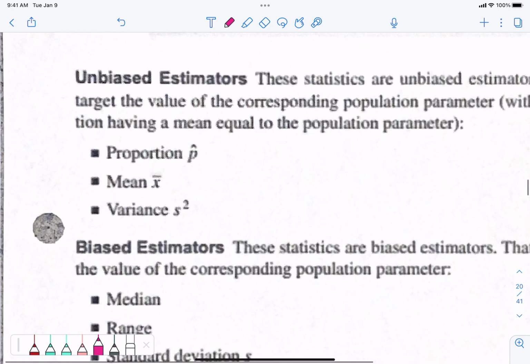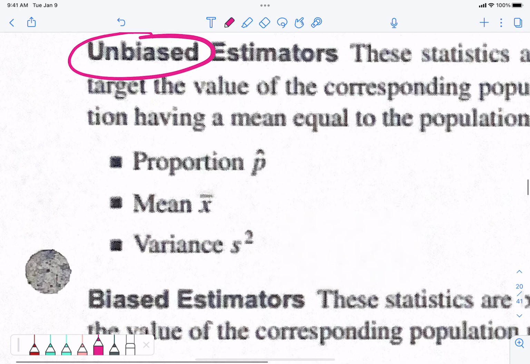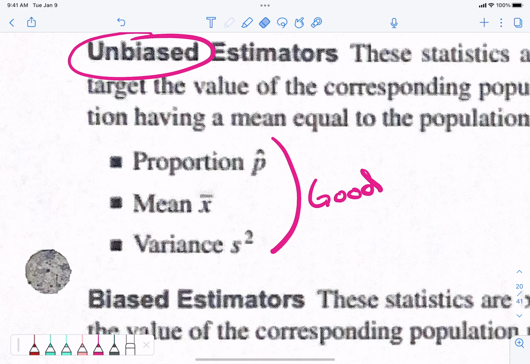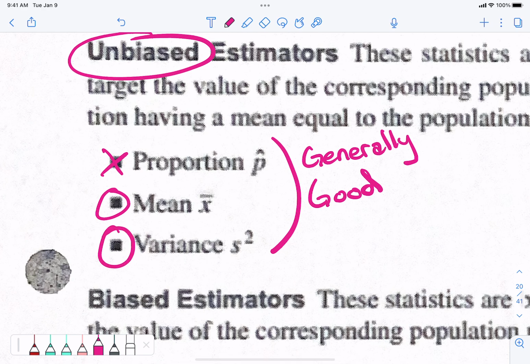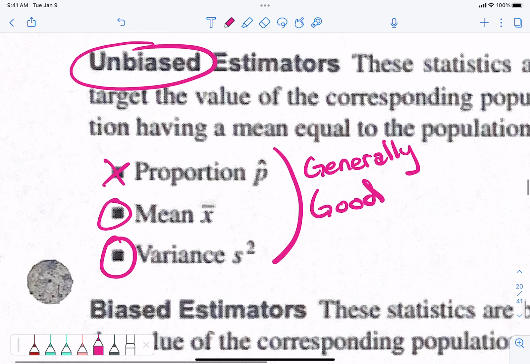On the back side, they say that unbiased are generally good ones. This is the very back page. Generally good ones are proportion, which we didn't do. Like proportion was just like half of the time it's odds, okay? And mean, we said mean was good. They say variance is generally good. For our sample, it was not good, okay? But in general, variance is usually pretty close for sample to population. Those two usually compare pretty close. So those are unbiased, okay?